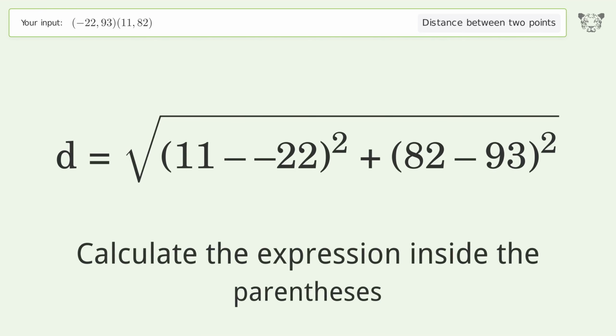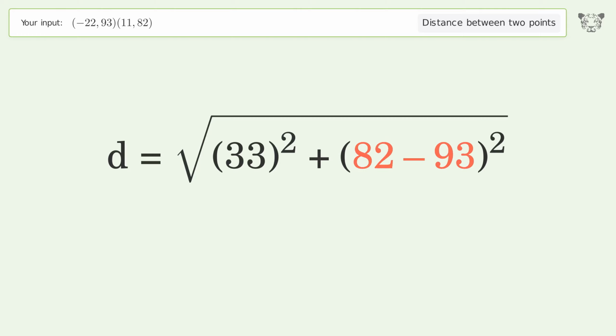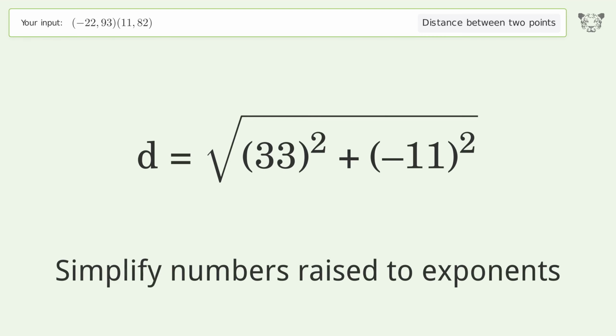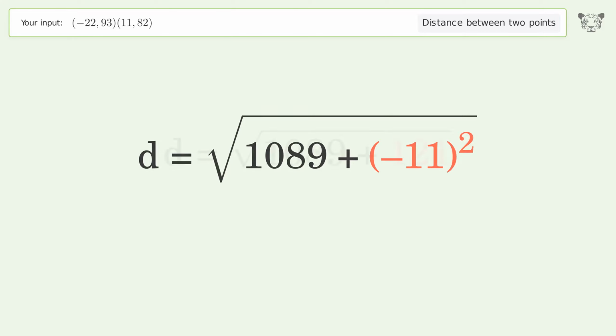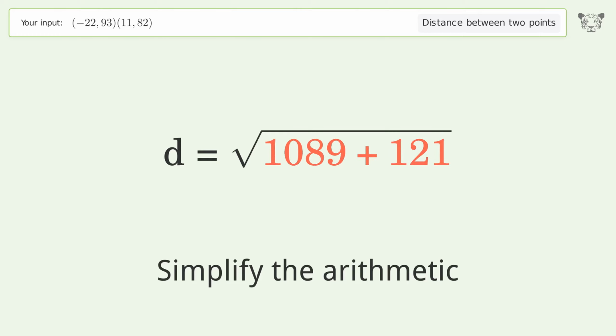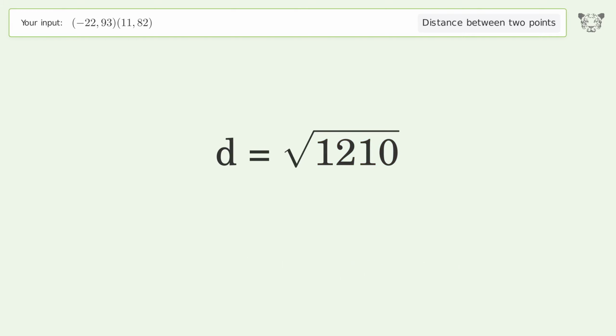Calculate the expression inside the parentheses. Simplify numbers raised to exponents. Simplify the arithmetic. And so the distance between the 2 points is the square root of 1210, or 34.785.